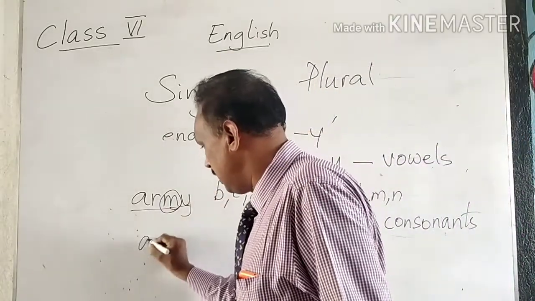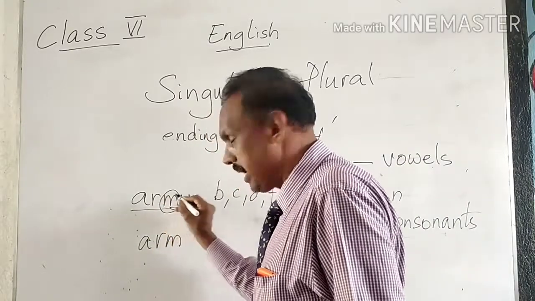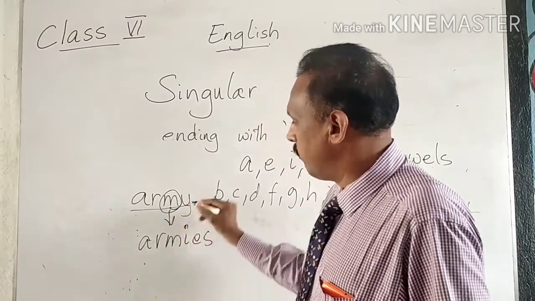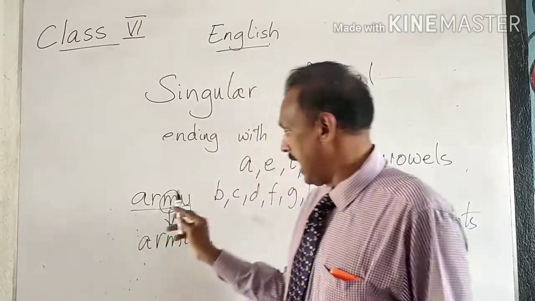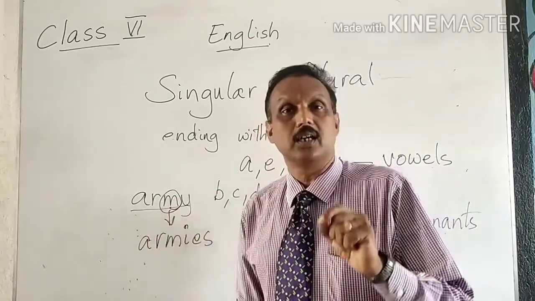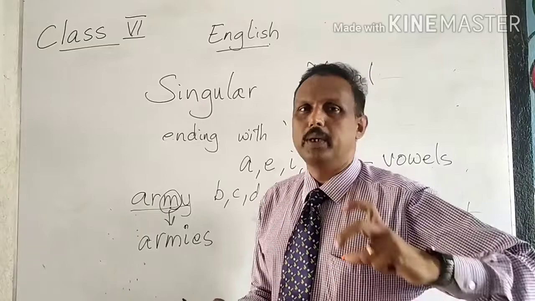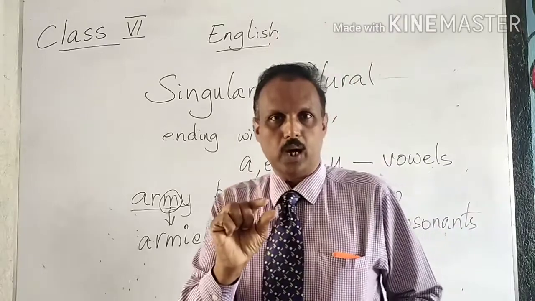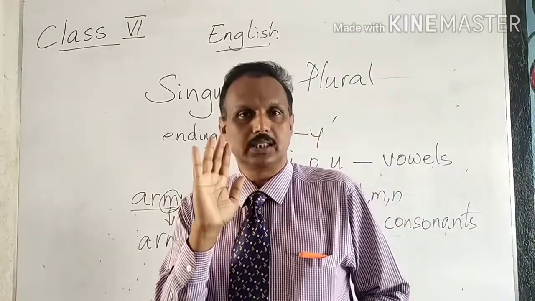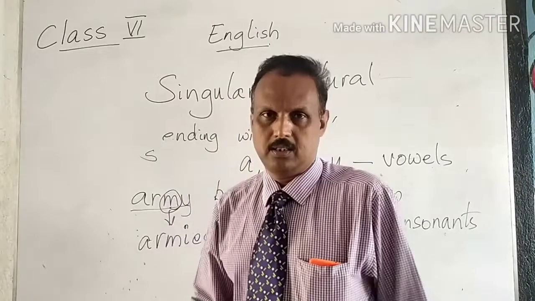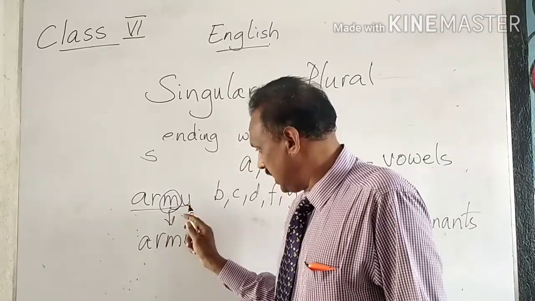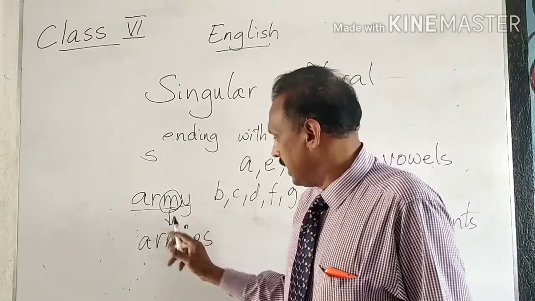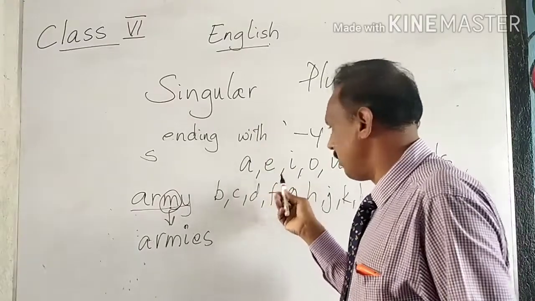So here what will happen? In the plural A-R-M, Y will change into I followed by ES. This is how we form plurals for nouns that end with Y, but the preceding letter is a consonant. I know you may get confused because I am speaking fast in English. The only thing is to listen: when it ends with Y and the letter before that is a vowel, you add only S. If it is a consonant, you change that Y into I and then add ES in the plural: army, armies.